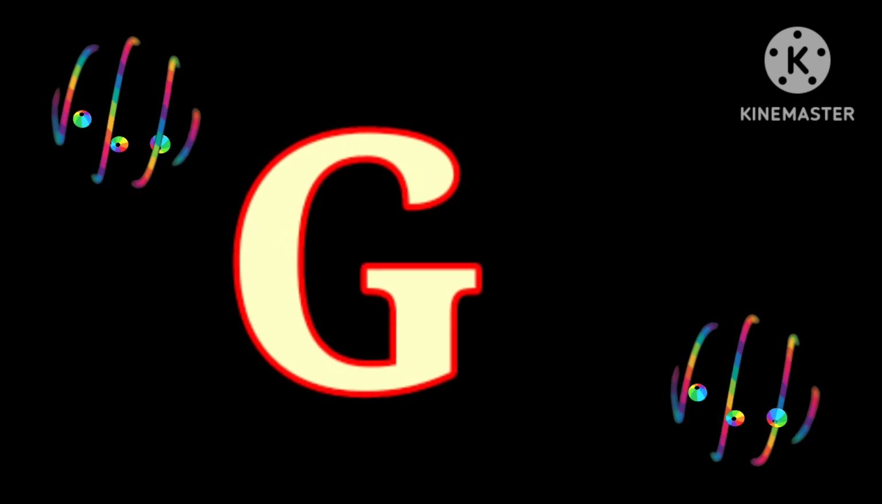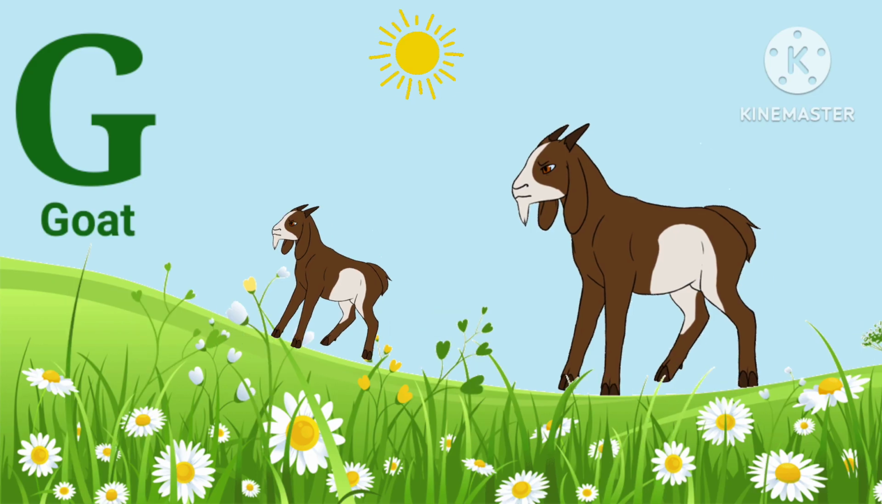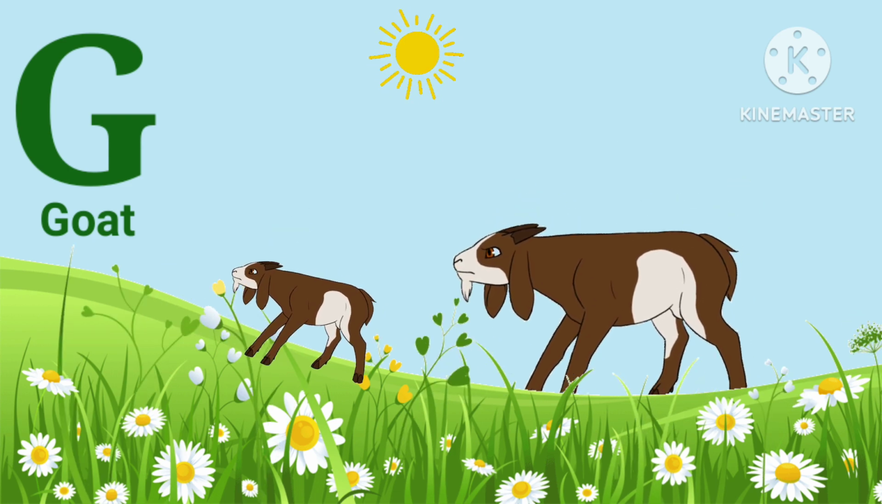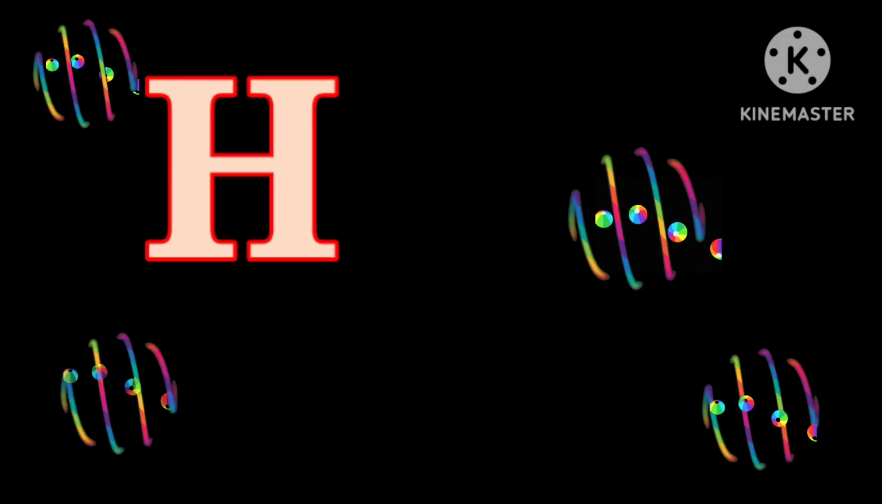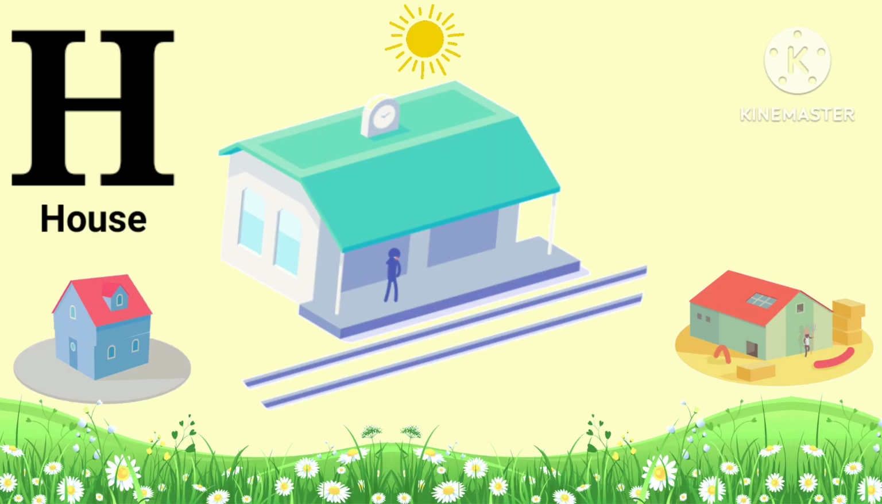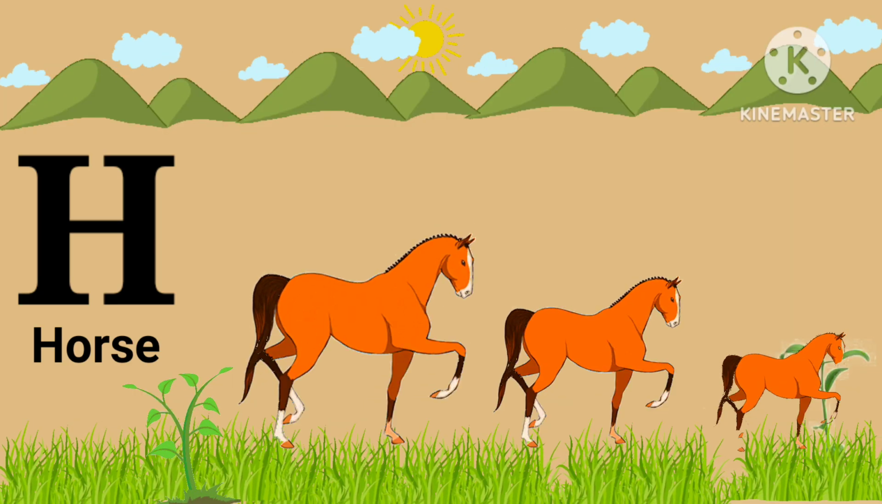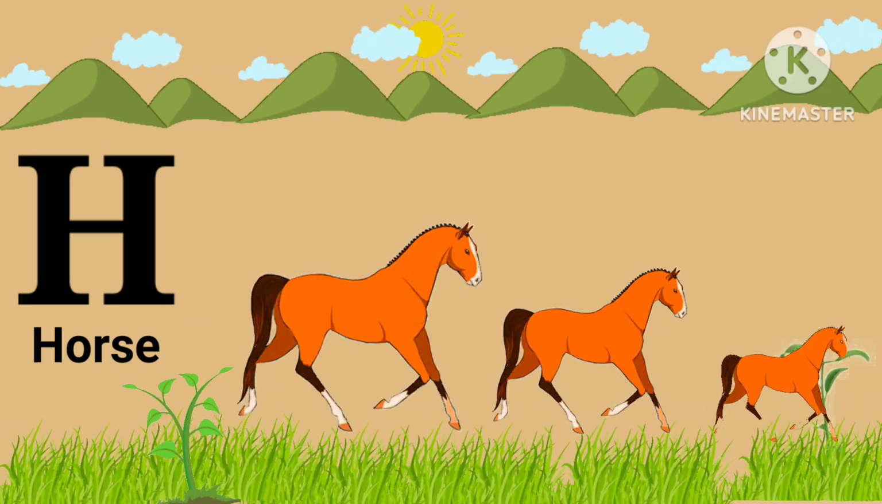It's capital G. G for grapes. G for goat. Goat. H. It's capital H. H for house. House. H for horse. Horse. I. It's capital I.